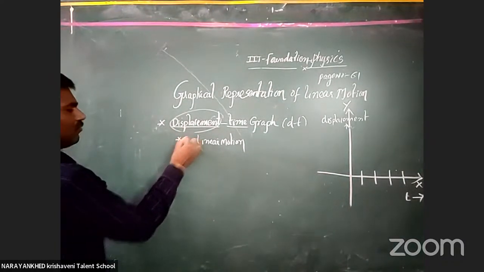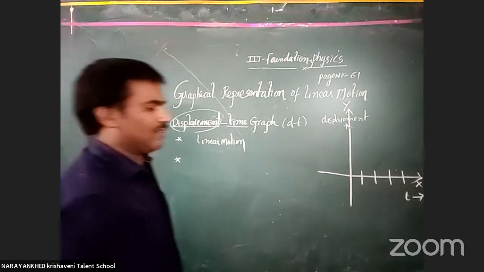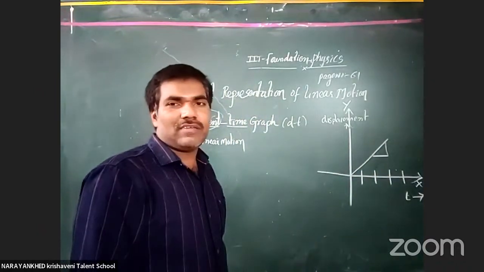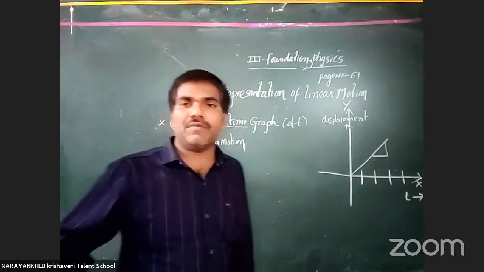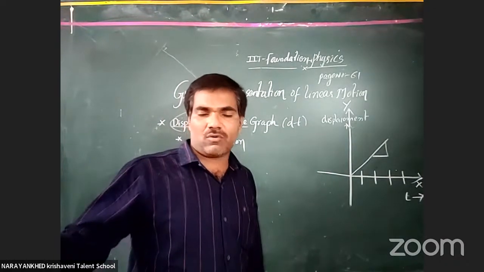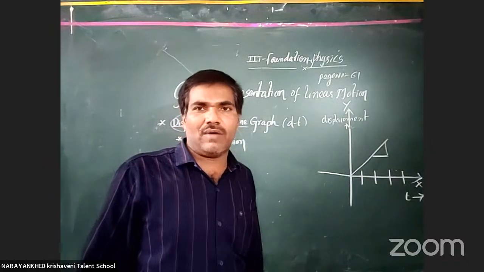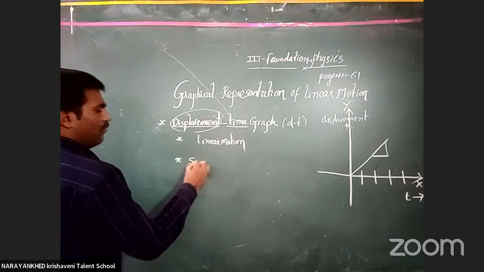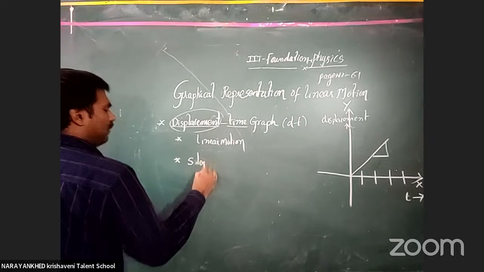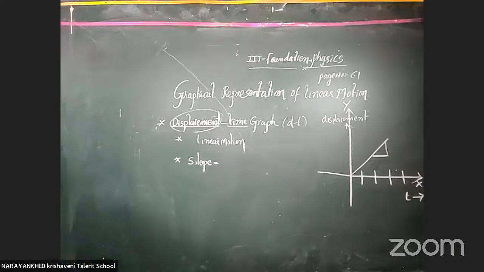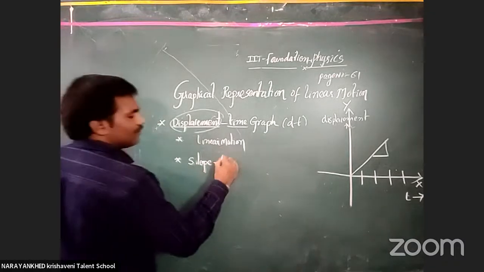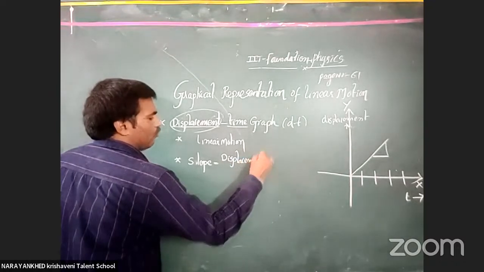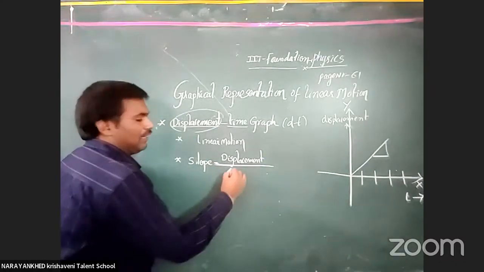The next one is about slope. You know very well, when we draw a line, it contains a slope. The ratio of the difference between y coordinates by the difference between x coordinates is called slope. The slope of our displacement graph is displacement by time.